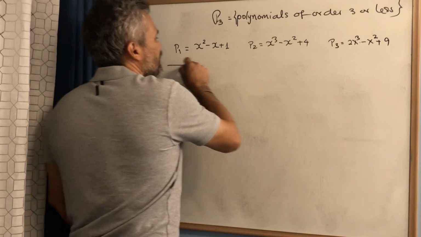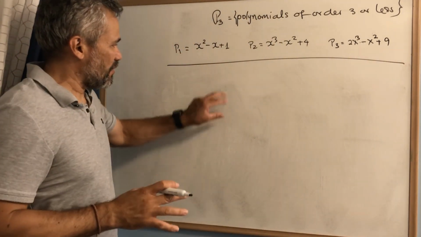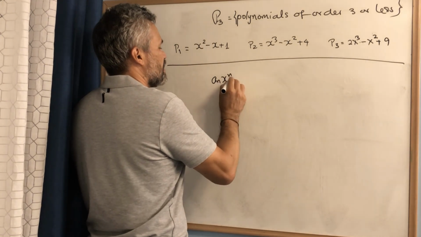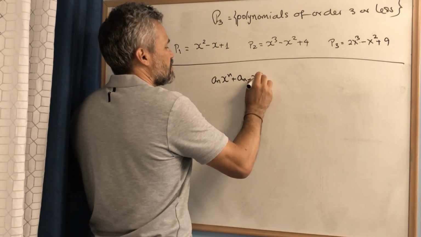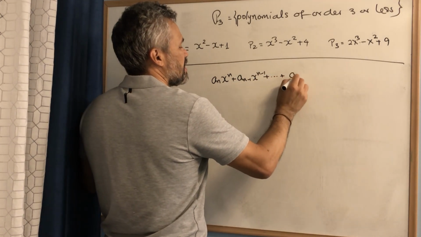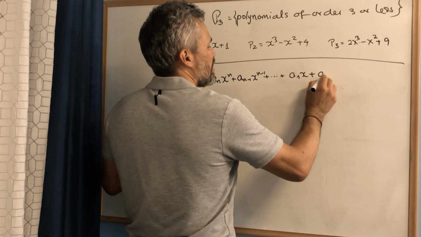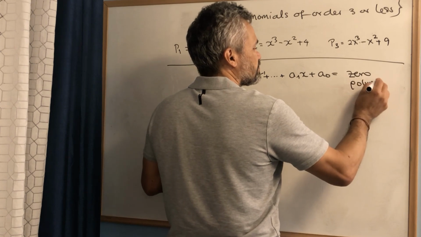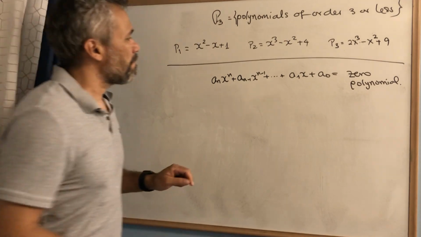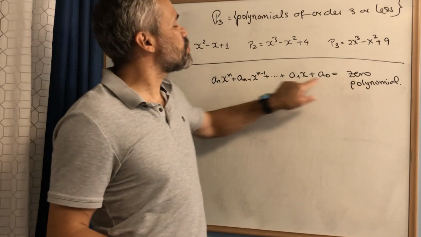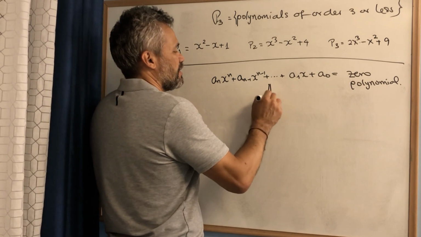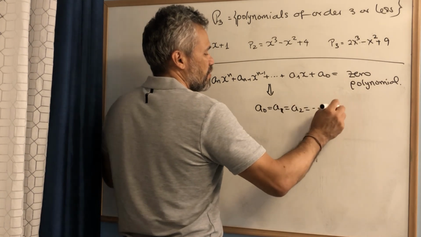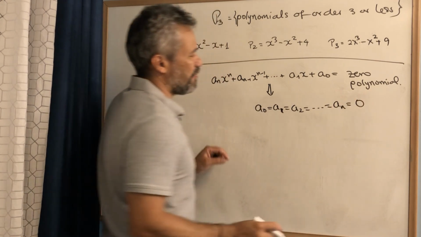And maybe something that is important about polynomials that we're going to use a lot is that if we have a polynomial of the form a_n x to the n plus a_{n-1} x to the n minus 1 plus ... plus a1 x plus a sub 0 equal to the 0 polynomial, then the only way this is true is if a0 equals a1 equals a2 equals ... equals an equals 0.